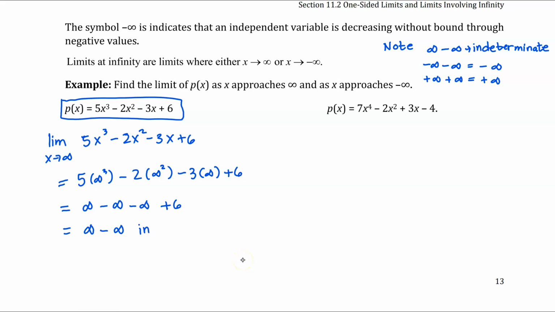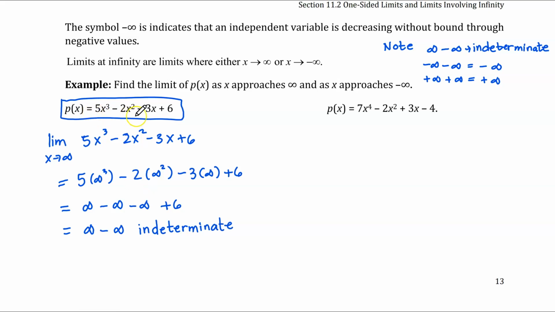But at this point, you can't tell that this one is 0, because this is indeterminate. That means you can't say that this positive infinity here is the same as this infinity here. So what do you do if you have an indeterminate form?